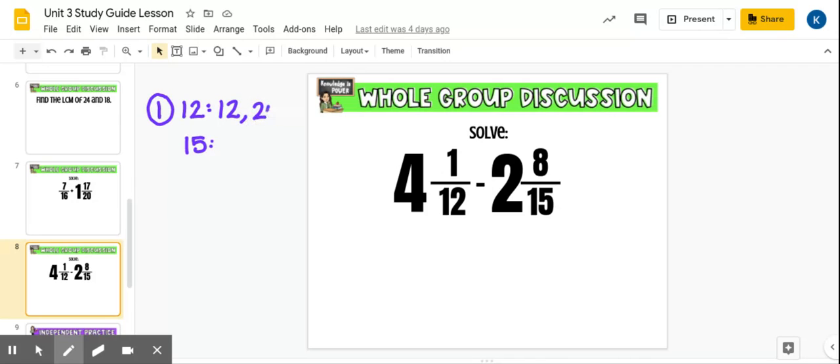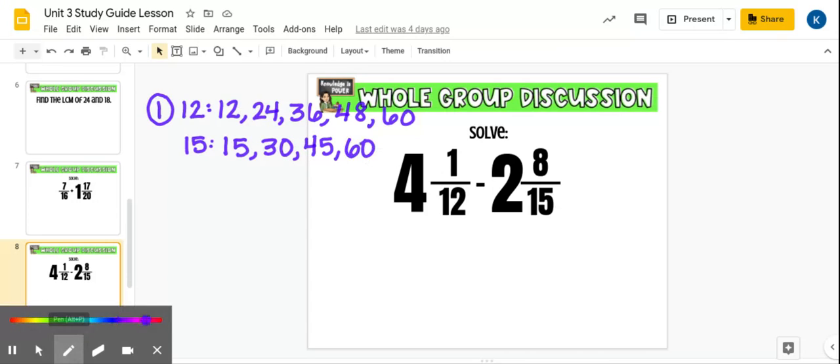12, 24, 36, 48, and 60. Okay, that's 5. Now I'm going to go to 15, 15, 30. There's nothing that they have in common yet. 45. Nope, that's 48 and 60. There it is. So my new denominator is going to be 60.